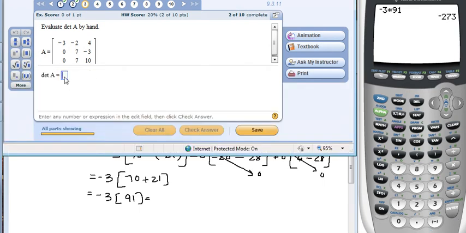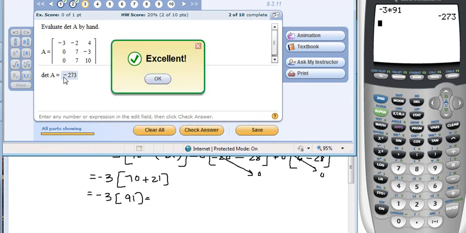Can determinants be negative? Absolutely they can. They can be all kinds of different things. Fractional, decimal, negative, whatever.